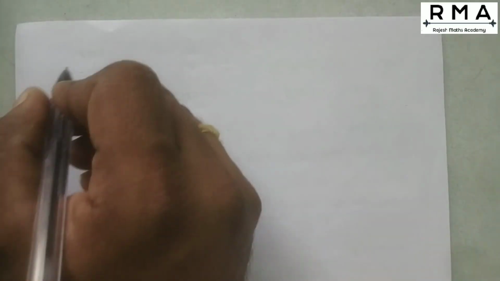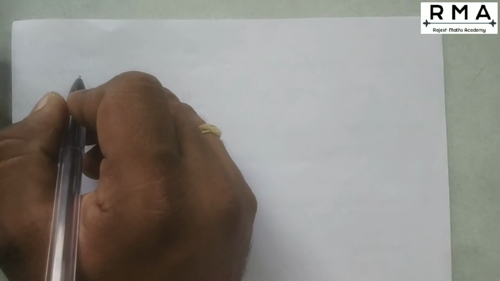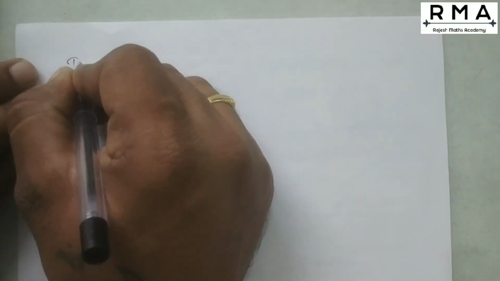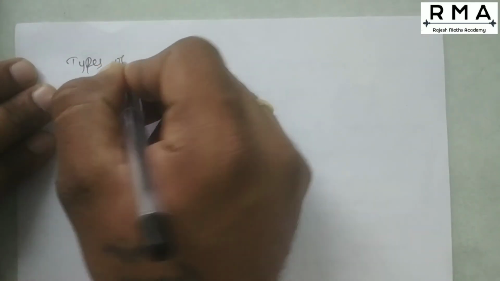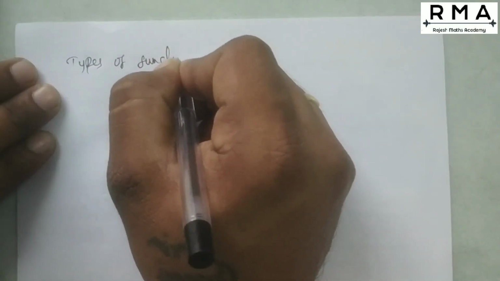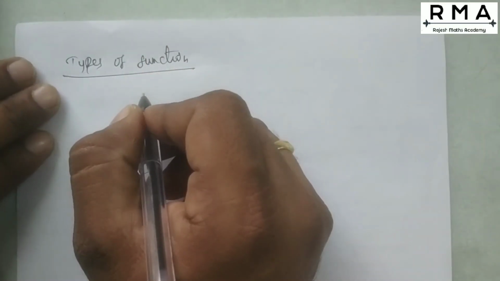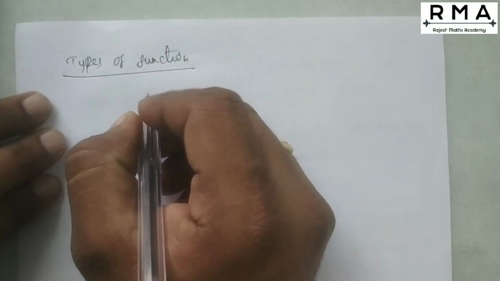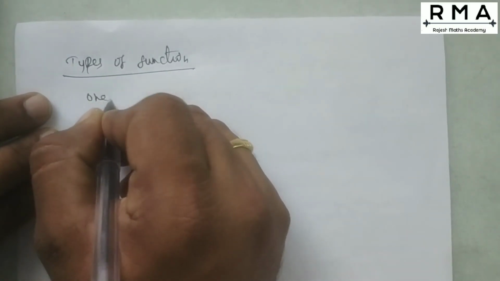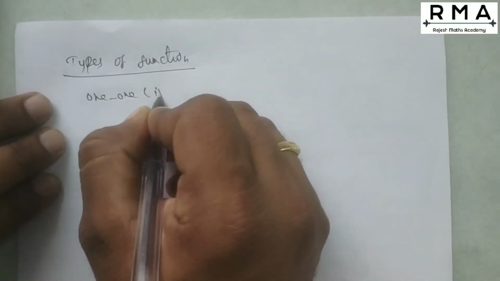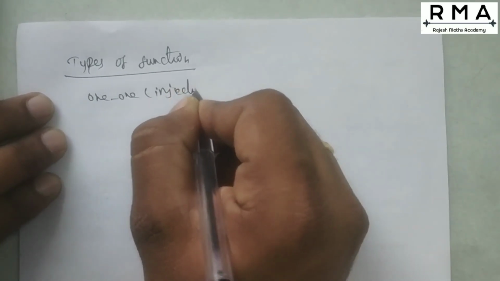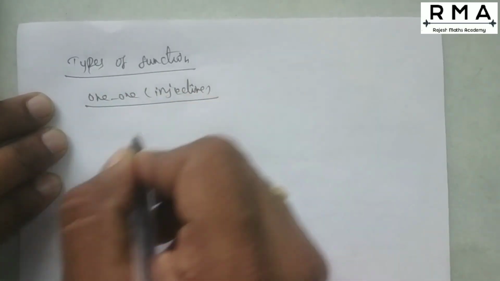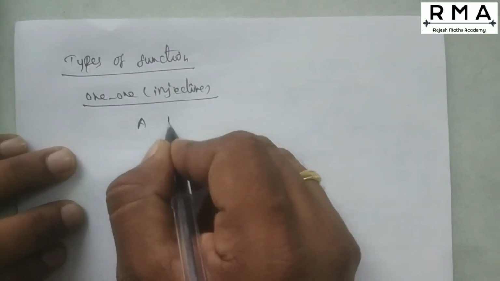Now you are clear about what a function is. Now we will see what are the types of functions we are going to learn in +2. Types of function. So the first type is injective or 1-1. 1-1 or injective function, or 1-1 function. So we will see the definition first.